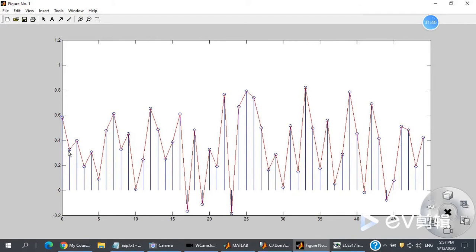The blue circles come from stem. This is calculated directly from the equation, and the red curve is obtained from the built-in function of MATLAB. So they are the same thing.